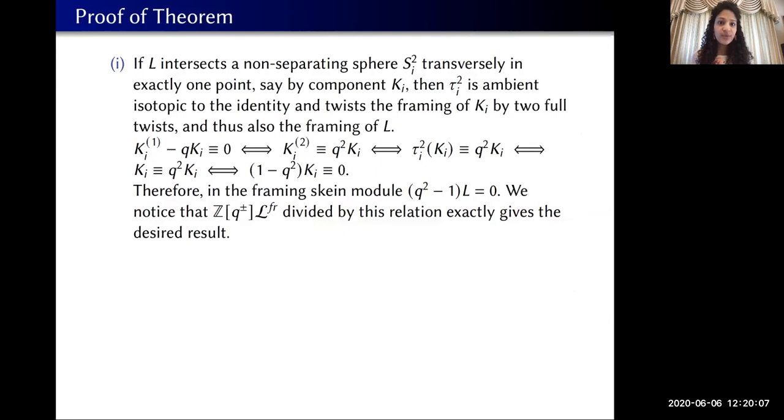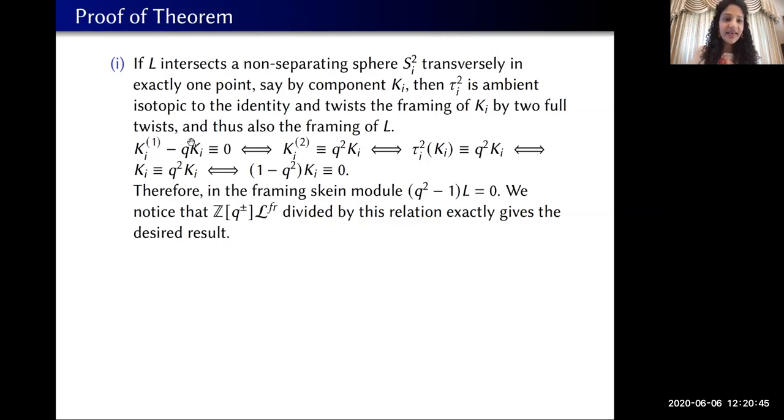So this is the proof of the theorem. If you remember, we had 2 cases. The first being that the non-separating 2-sphere is intersected once, and the second was that the non-separating 2-sphere is intersected twice. So we'll discuss each case. In the first case, L intersects S_i at 1 point, and say K_i is the component that intersects S_i, and say tau_i is the Dehn homeomorphism about S_i, and tau_i squared is ambient isotopic to the identity, and twists the framing of K_i by 2 full twists. And that's also the framing of L.